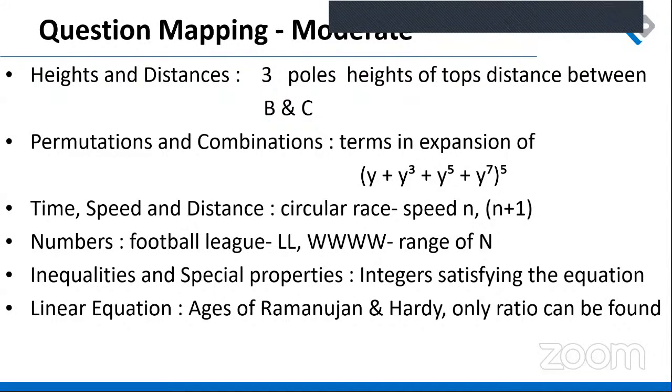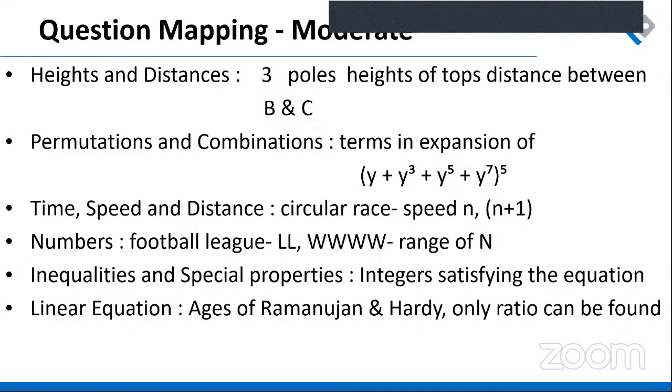A question on numbers. There is a football league. There's a team participating, playing with all the other teams. It played some 60 games. It never lost 3 consecutive matches, and it never won 5 consecutive matches. And then you are asked, what is the range of n? The number n is the number of wins. So all you have to do was again maximize wins and minimize wins and solve this. Quite a moderate question.